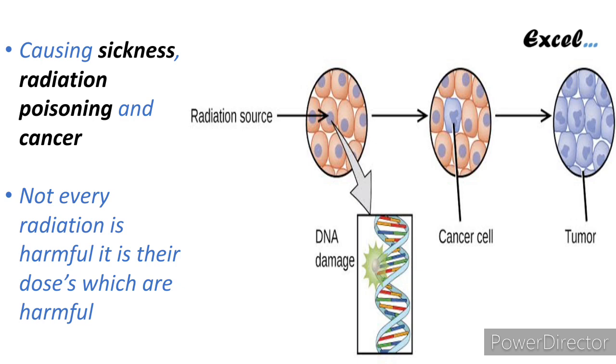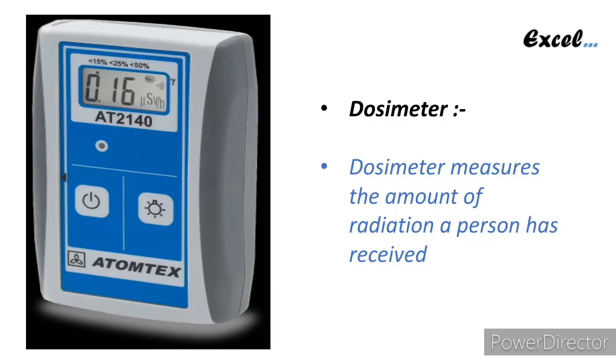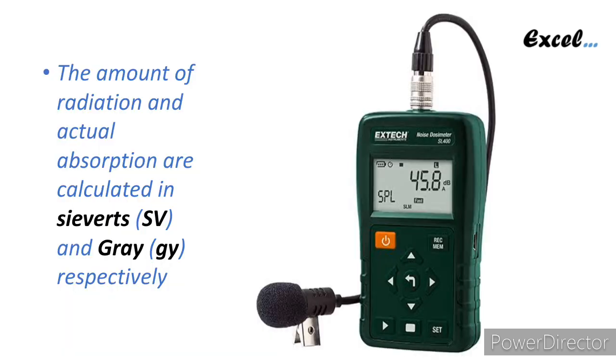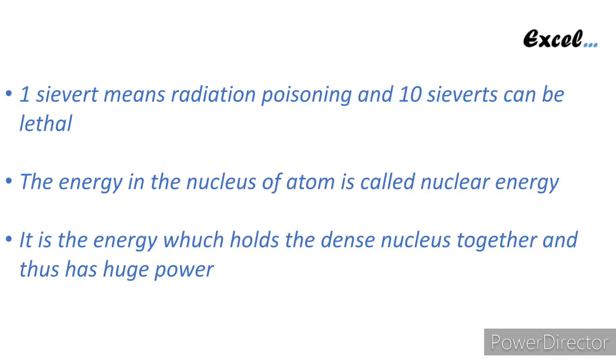Although there is radiation, it does not mean that every radiation is harmful. It is the dosages which are harmful. But we can calculate the amount of radiation using a dosimeter. A dosimeter measures the energy of radiation the person has received, which is why it is mandatory for a person working in the nuclear field. The amount of radiation and the actual absorption are measured in sieverts and grays respectively. One sievert can cause radiation poisoning and 10 sieverts can lead to death.